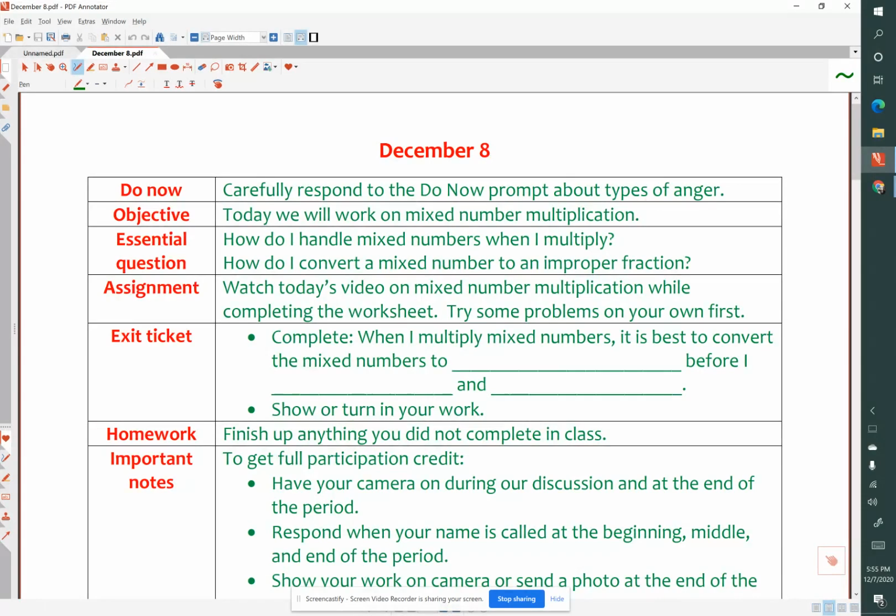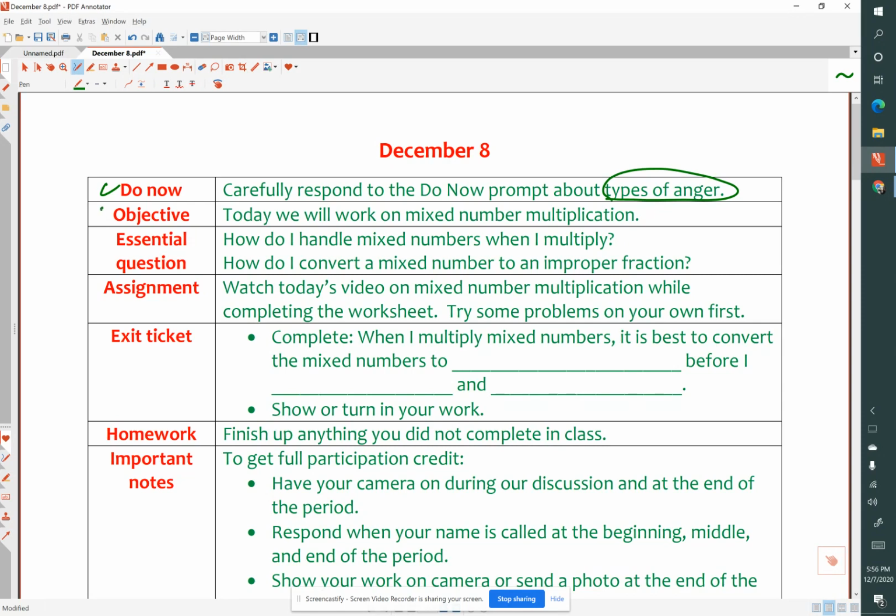It's December 8th, and our Do Now asks us to respond to a prompt about different kinds of anger. Not the most pleasant thing to talk about, but talking about it sometimes helps us recognize the subtleties and the kinds of anger and helps us to understand anger and then maybe control our anger.